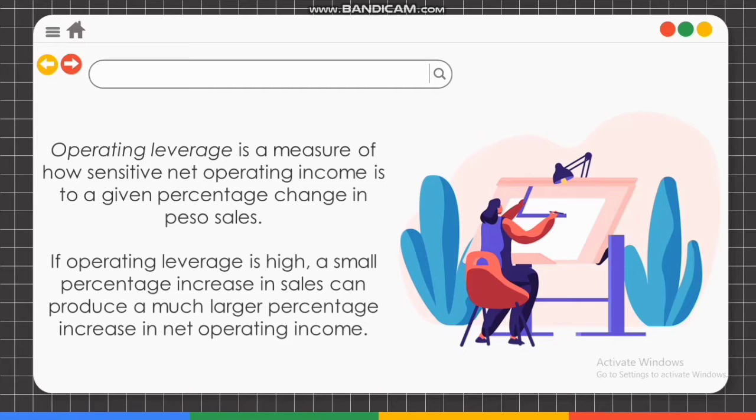So first, what is leverage? Leverage represents the use of fixed cost items to magnify the firm's results. Operating leverage is a measure of how sensitive net operating income is to a given percentage change in peso sales. Operating leverage is a cost accounting formula that measures the degree to which a firm or project can increase operating income by increasing revenue.